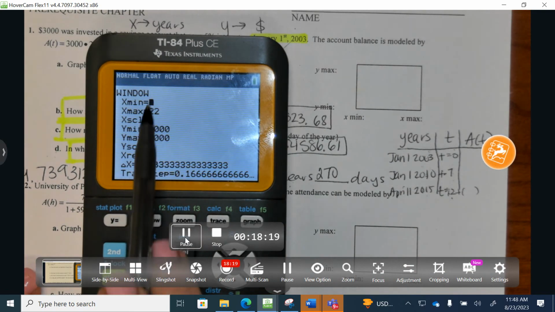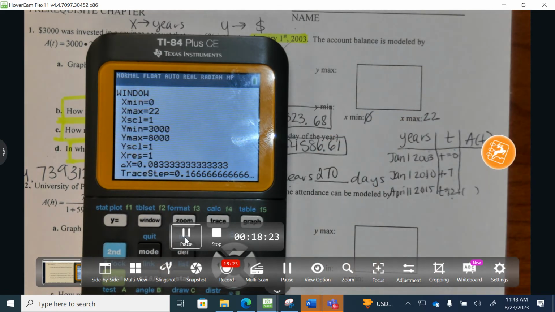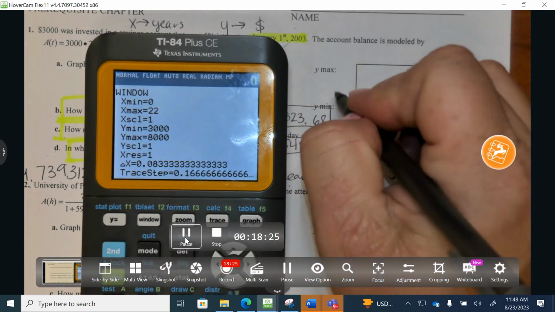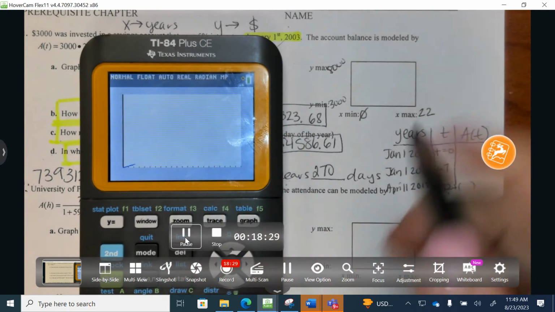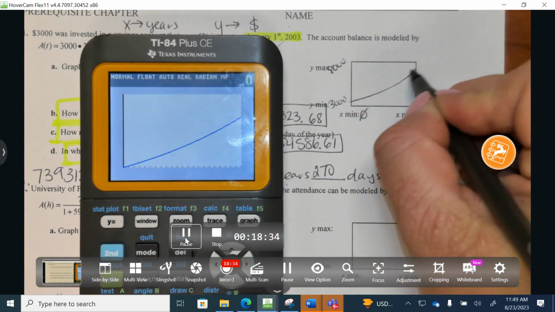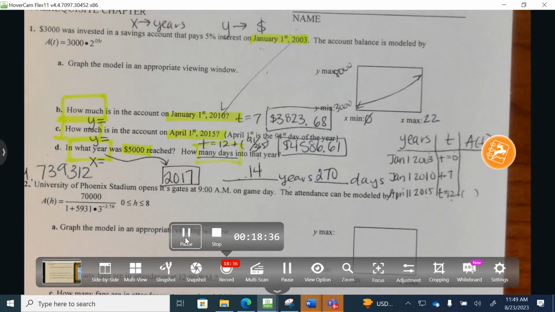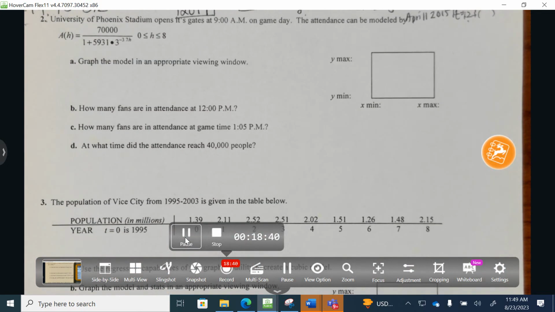So I go up to Windows. I'm going from 0 to 22 here. Now we could have done this at the beginning and gone from like 0 to 15. I'm going to write down I'm going from 3,000 up to 8,000, whatever's on my calculator. I'm going to graph it, and I'm just going to draw the picture of this. So it's looking like this. And now we have completed number 1. We're going to look at number 2 next.